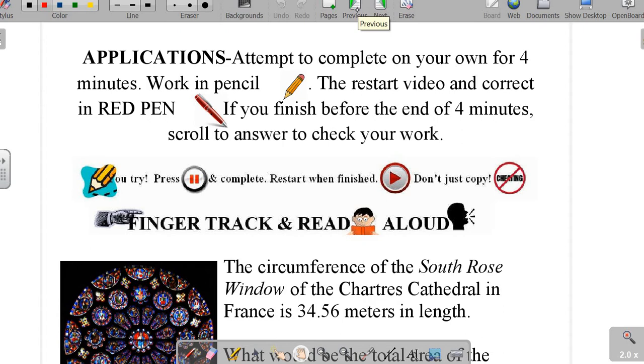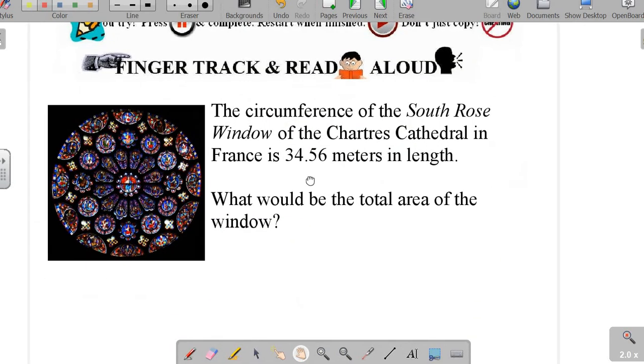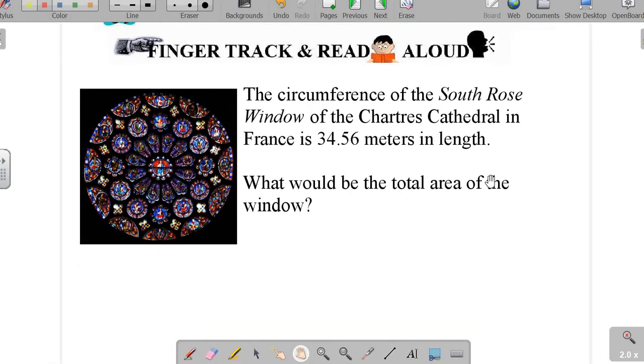You're going to work in pencil or multiple colored pencils. Then you restart the video and you correct in red pen. Let's be very obvious that you've corrected your work. If you finish before the end of the 4 minutes, scroll down to check your work. Ready? Make sure you finger track and read aloud. Do this on your own. You have 4 minutes. Go.